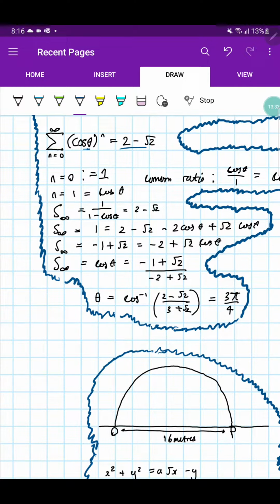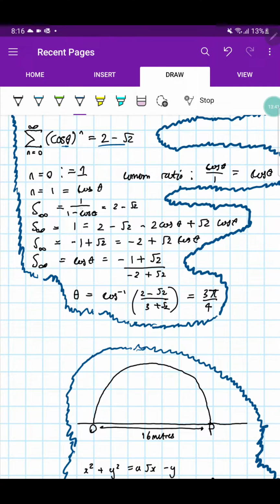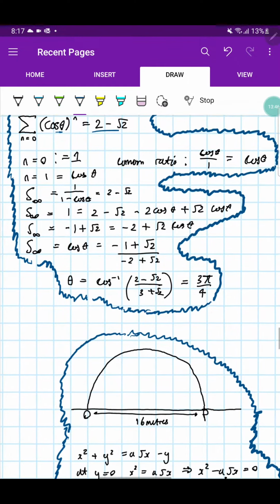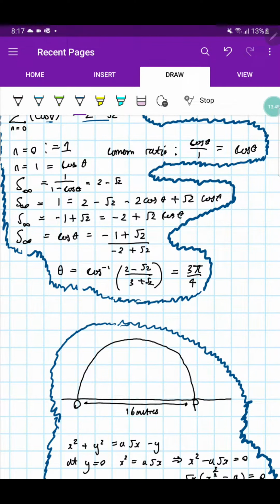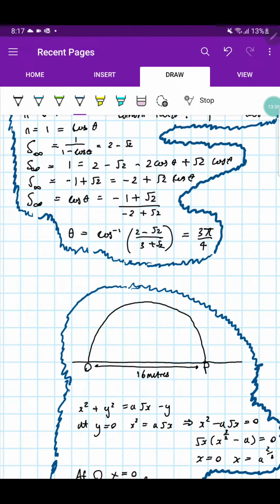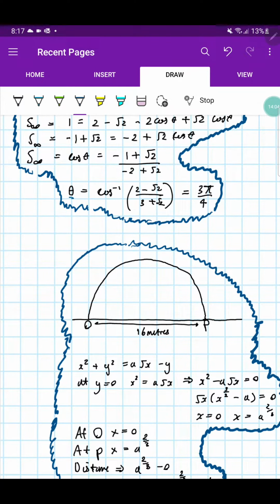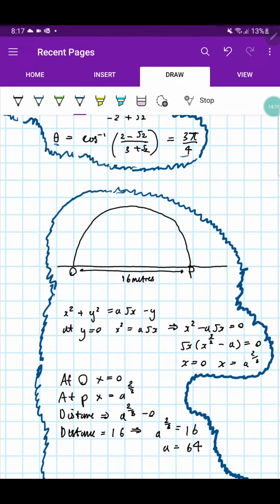N equals 1 will give you cos theta. So the common ratio is going to be cos theta divided by the term before. So we get cos theta. So the sum to infinity, if we do a over 1 minus r, we get this. And then we just manipulate it by cross multiplying. So we have 1 equals 2 minus root 2 minus 2 cos theta plus root 2 cos theta. And then if we simplify this, we get cos theta equals minus 1 plus root 2 over minus 2 plus root 2, and then we find the angle by doing arc cos of that to get 3 pi over 4, and it has to be in radians.